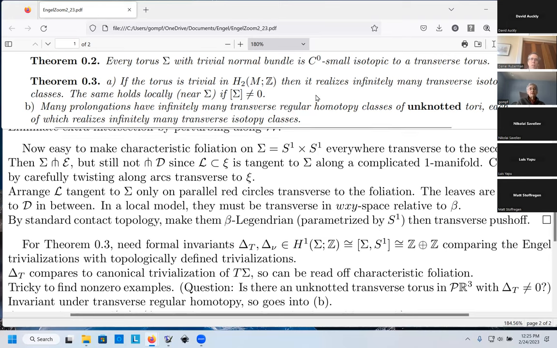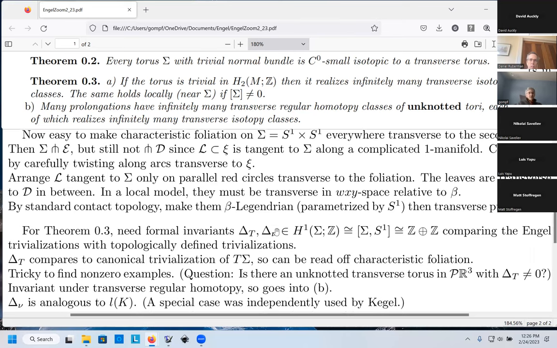So now what about the other stuff, distinguishing transverse isotopy classes within a transverse regular homotopy class, or at least when delta T is zero in part A? How do we do that? Well, that's our other invariant, delta nu, and that's the one that's really the strict analog of the self-linking number of a transverse knot in a contact three-manifold. So that's again analogous to the self-linking number. I should add that a recent paper independently by Kegel actually used a different description of this invariant, in sort of a more special case. He used it to construct the first examples of families of transverse tori that are isotopic but not transverse isotopic.